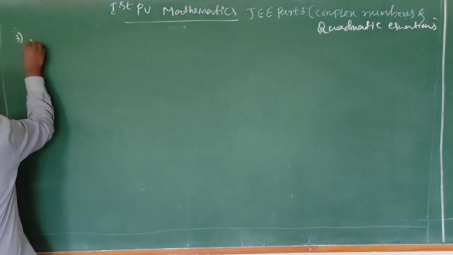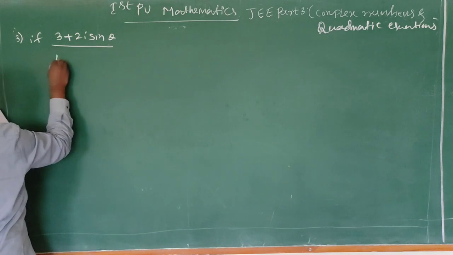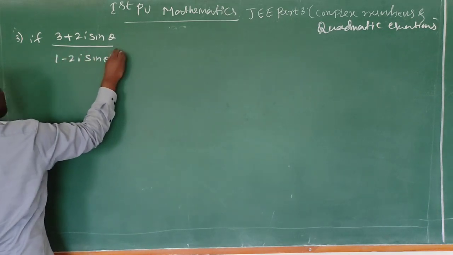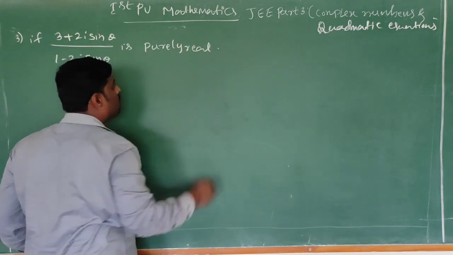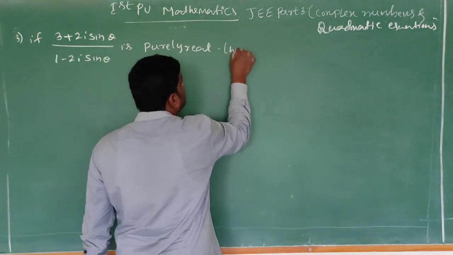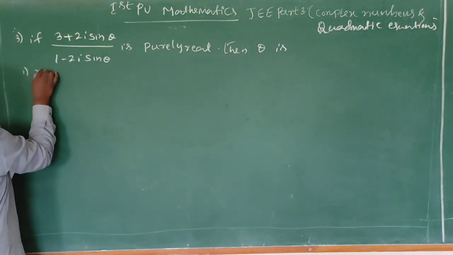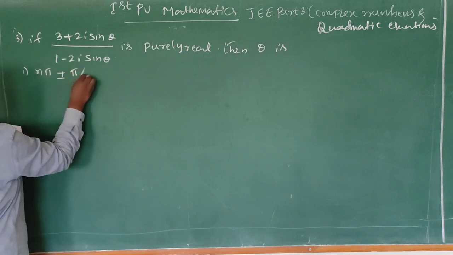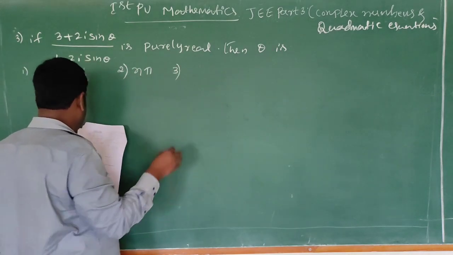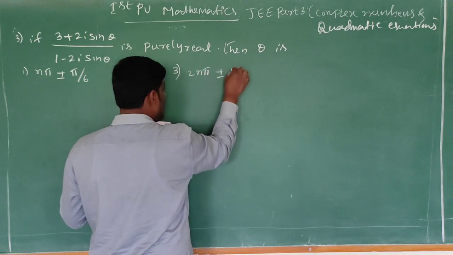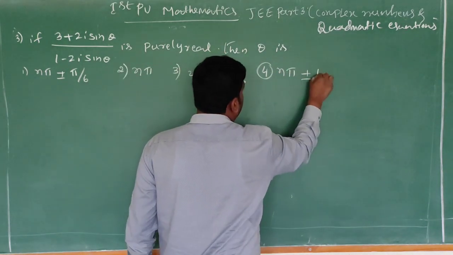Next question. If (3 plus 2i sin theta) divided by (1 minus 2i sin theta) is purely real, then theta is: first option, n pi plus or minus pi by 6; second option, n pi; third option, 2n pi plus or minus pi by 3; fourth option, n pi plus or minus pi by 3.